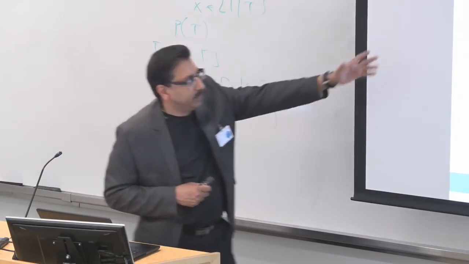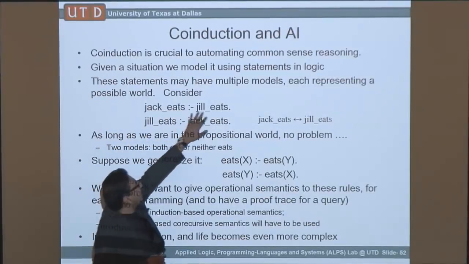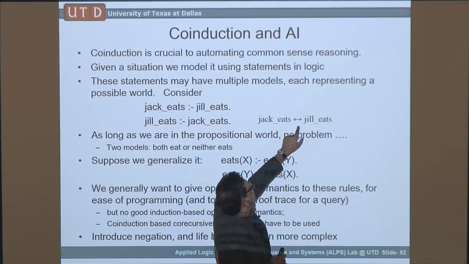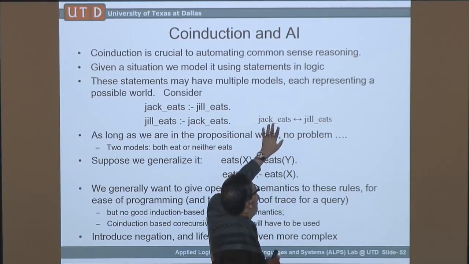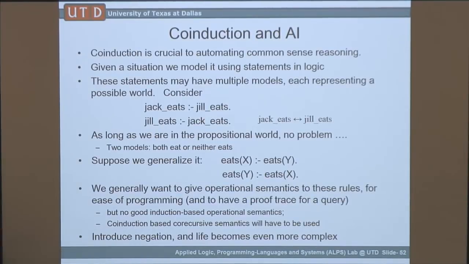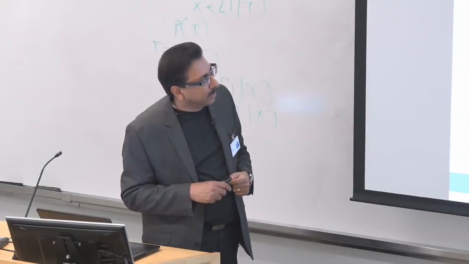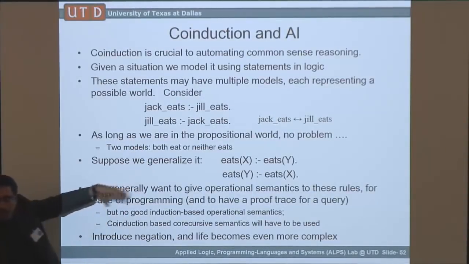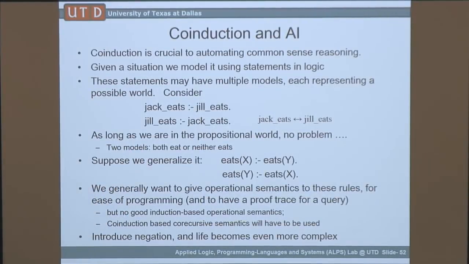So if you consider, you've seen this example: Jack eats if Jill eats, and Jill eats if Jack eats. Really what we had with this if and only if statement says Jack eats if and only if Jill eats. So that's a formula. You treat it as a propositional formula. You can find the models. There are 2 models, right? Either both eat or none eat. Straightforward, right? So as long as we're in the propositional world, there is no problem. If you use solvers, each model is a possible world, and you can work with it.